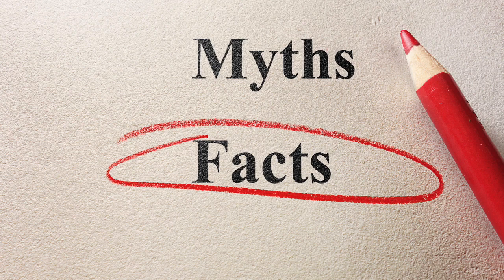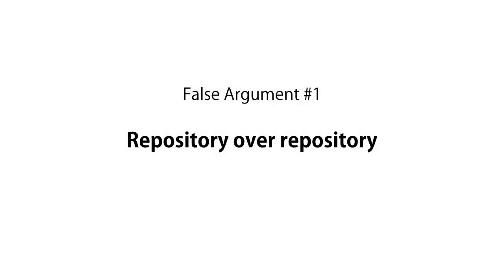All right. There are a number of false arguments about the repository pattern that I get quite often as comments on my YouTube video as well as in discussions. So in this video, I'm going to go over each of these arguments and explain my rationale. Hopefully by the end of watching this video, you will have a better understanding of this whole idea of the repository pattern. So the first false argument is this idea of repository over repository.